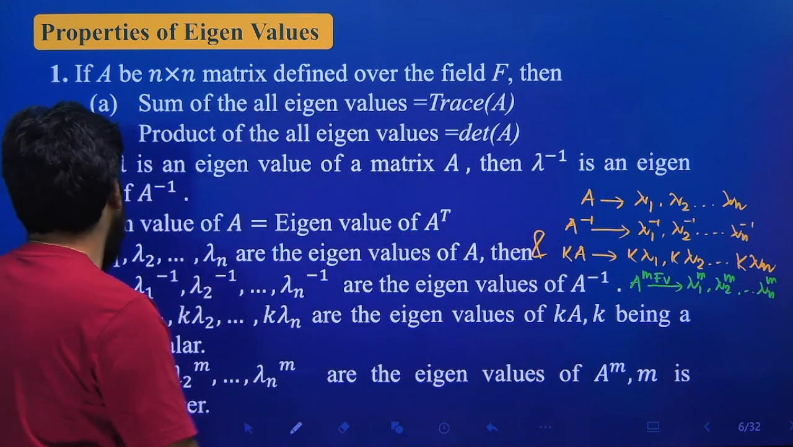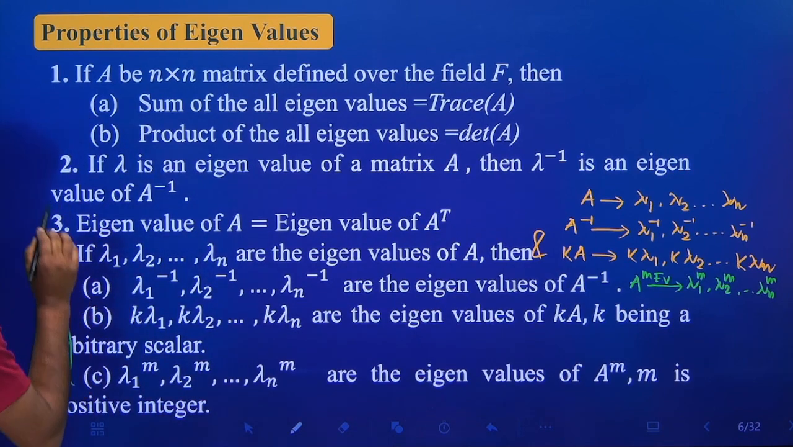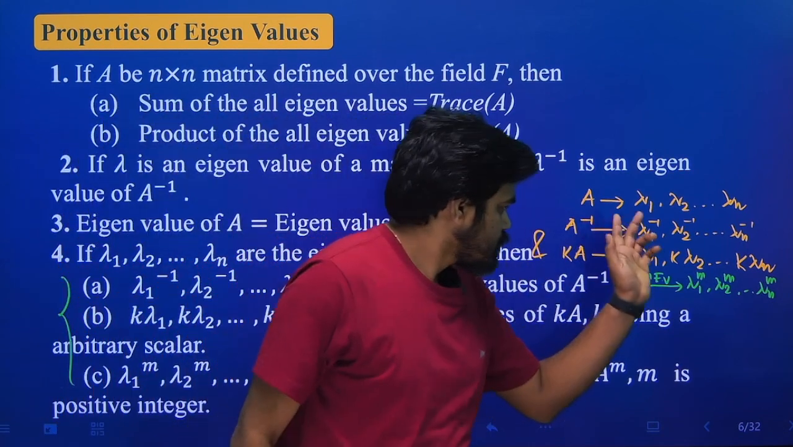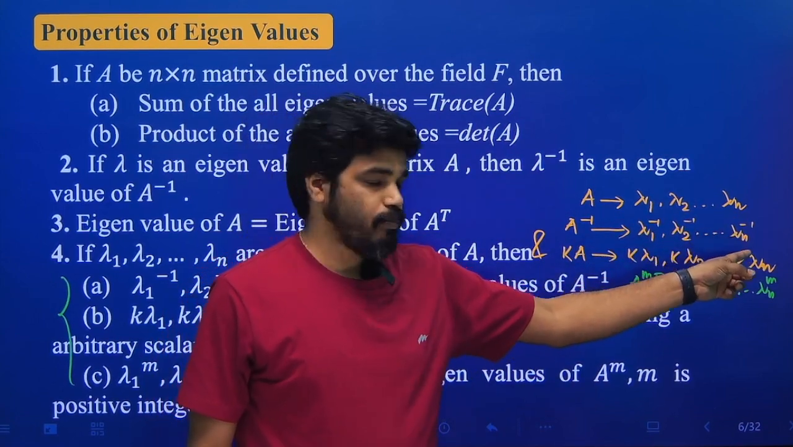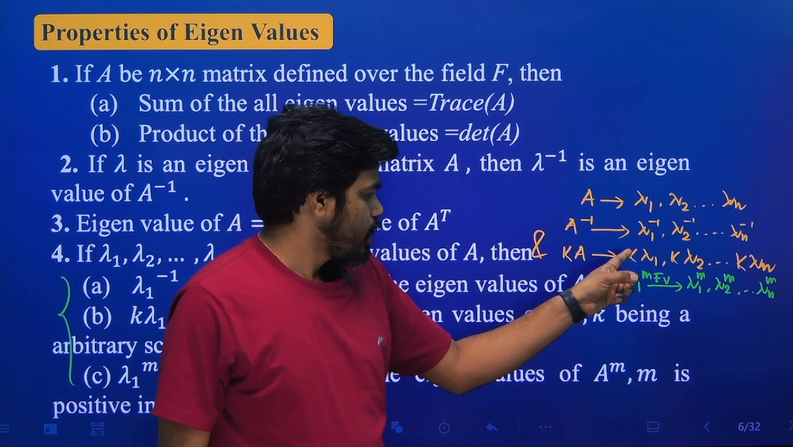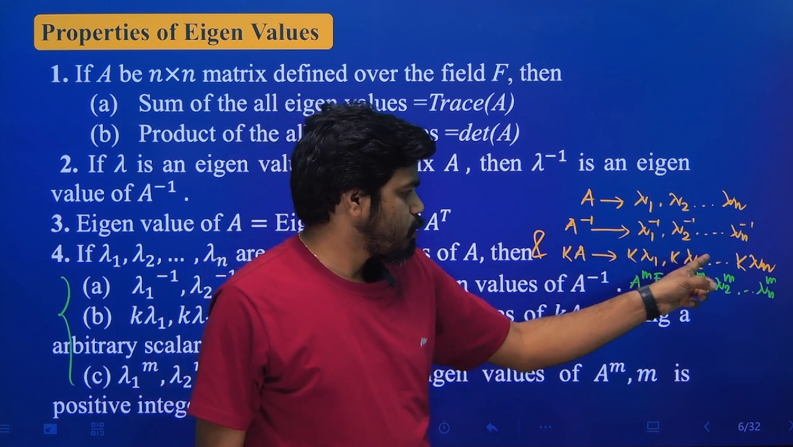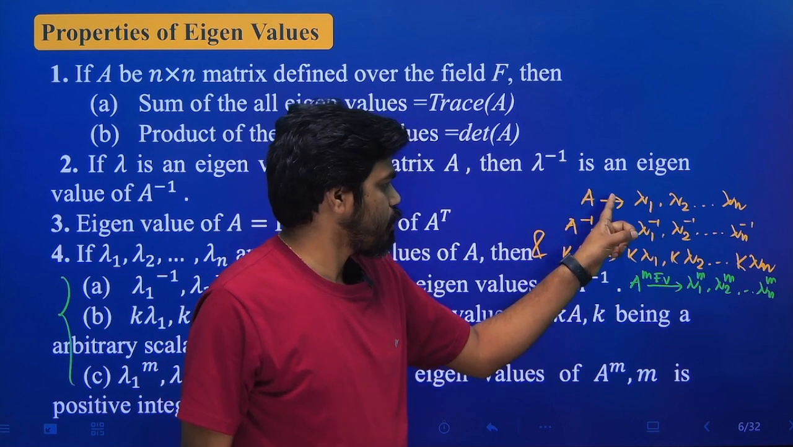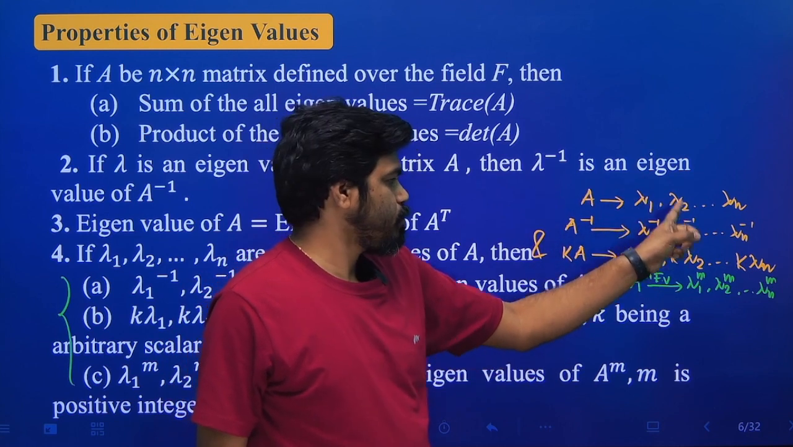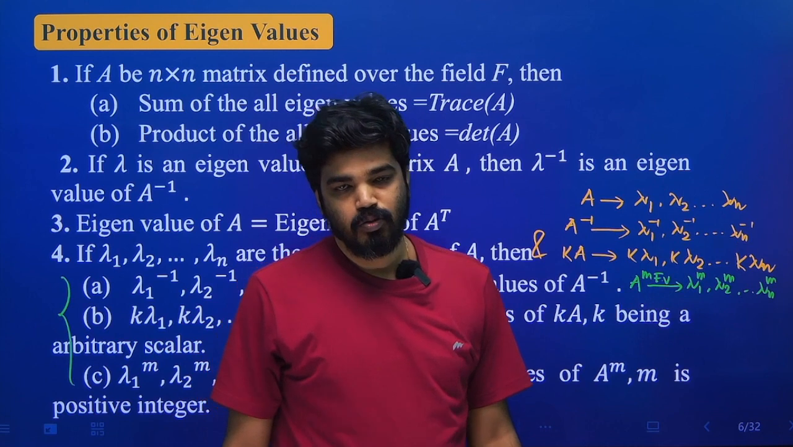So these are the very important properties. If lambda 1, lambda 2, ..., lambda n are eigenvalues of A, then lambda 1 inverse, lambda 2 inverse, ..., lambda n inverse are eigenvalues of A inverse. K lambda 1, K lambda 2, ..., K lambda n are eigenvalues of K A, multiplying by K. If you raise the power, A to the power m, the eigenvalues will be lambda 1 to the power m, lambda 2 to the power m, ..., lambda n to the power m.